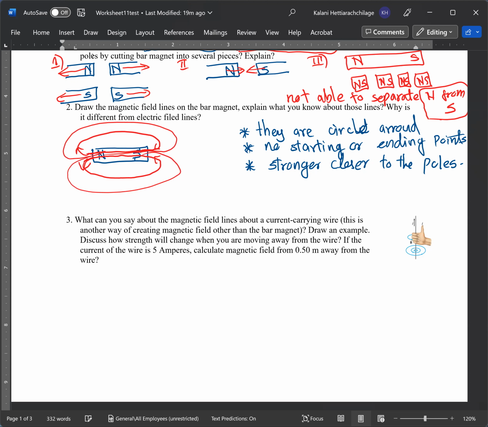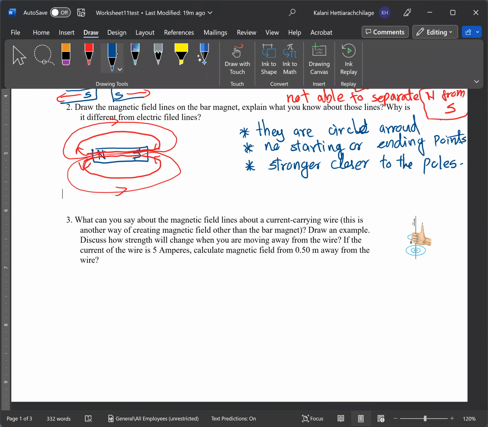Also you have loops everywhere when you draw it, in the same direction as that. Okay, so now let's move into number 3. What can you say about the magnetic field lines about a current carrying wire?